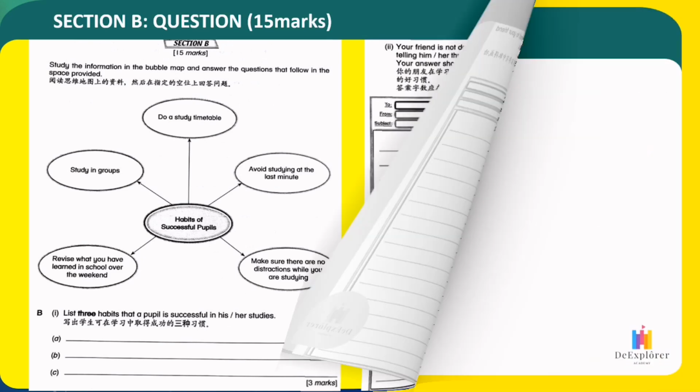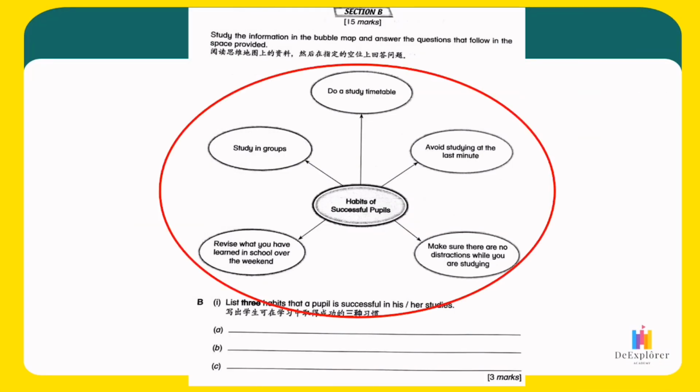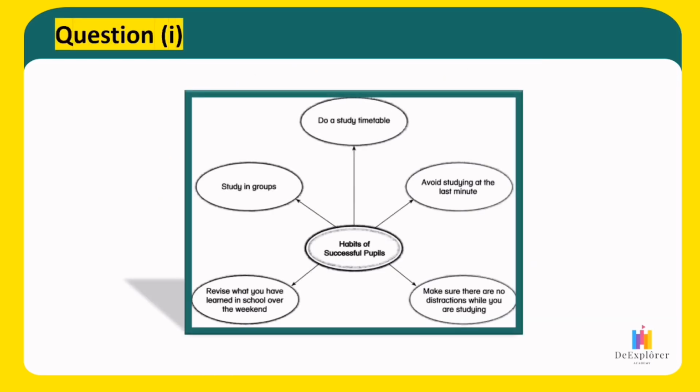Okay, these are the questions for section B. There are two questions. Now we will study the information in the bubble map in question 1. Habits of successful pupils. I have explained it just now. 成功学生的习惯. So there are 5 habits of successful pupils. Let's take a look at the first one. Do a study timetable. Timetable means 时间表.